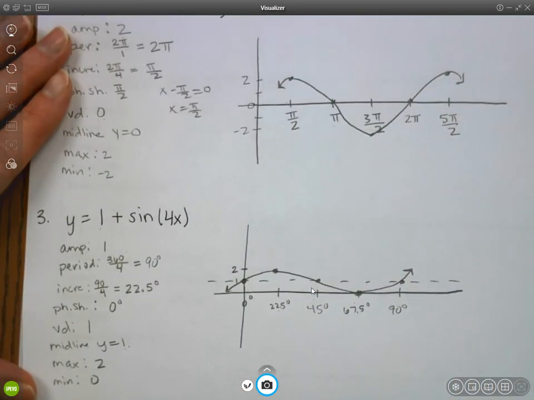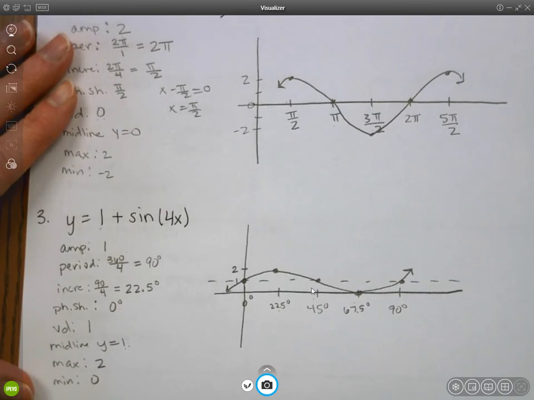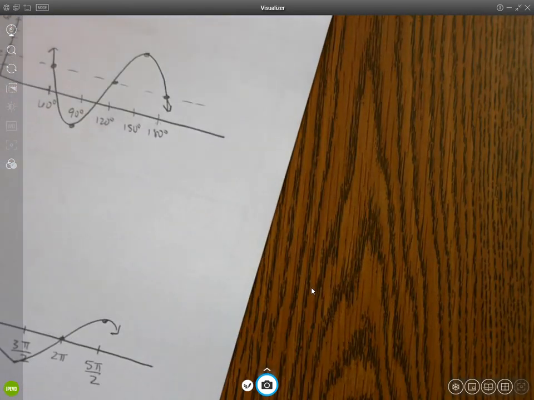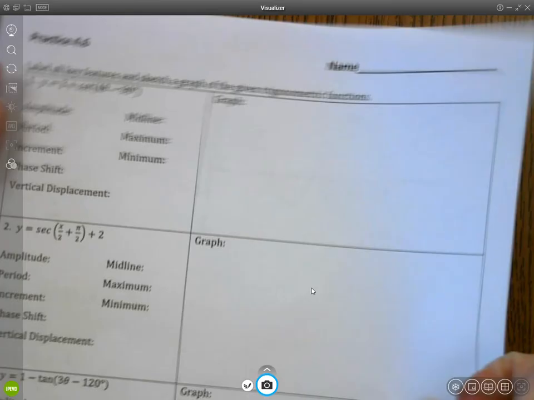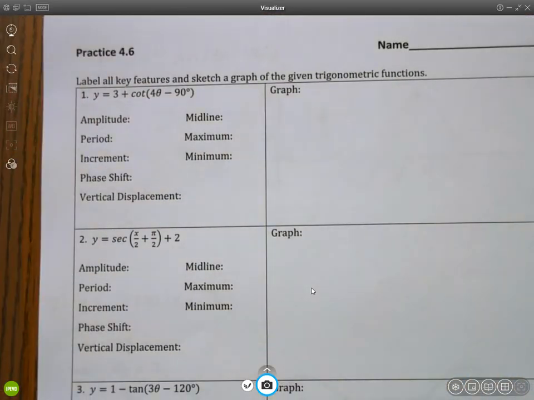All right, so that's our review of graphing sine and cosine. The new thing for today is can we graph the other trig functions. So you should have this paper available to print or just write it on your own paper. That's fine too. I'm trying to grab my composition book.